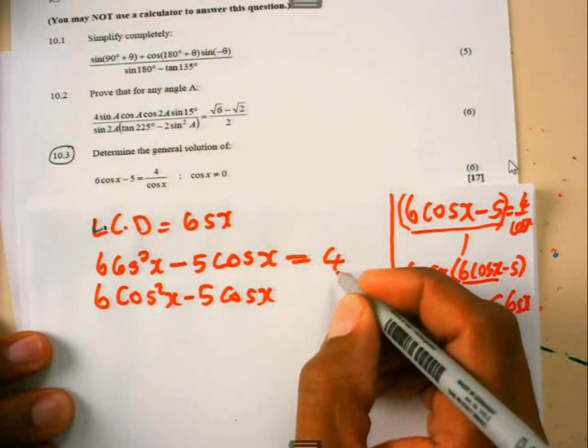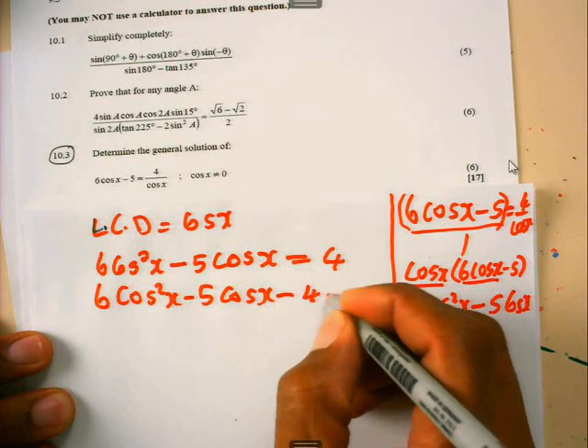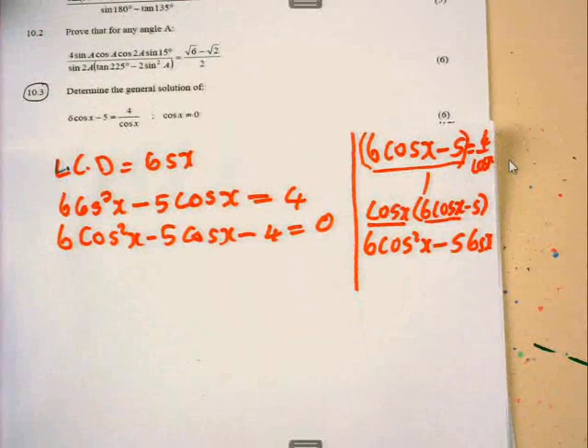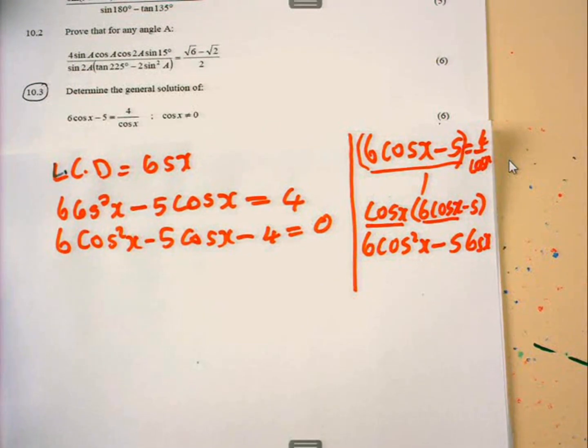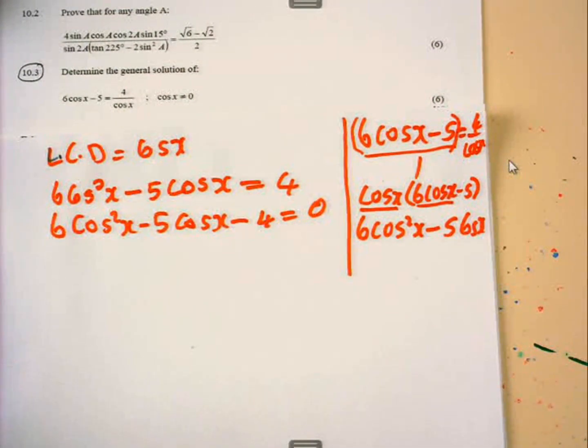Now 4 here is positive. When I move it to the other side, we are going to have minus 4 is equal to 0. Good. Now we have 6 cos squared x minus 5 cos x minus 4 is equal to 0. Then what is the next move from here? Yes, we need to check if we can factorize this one. It is very, very important.